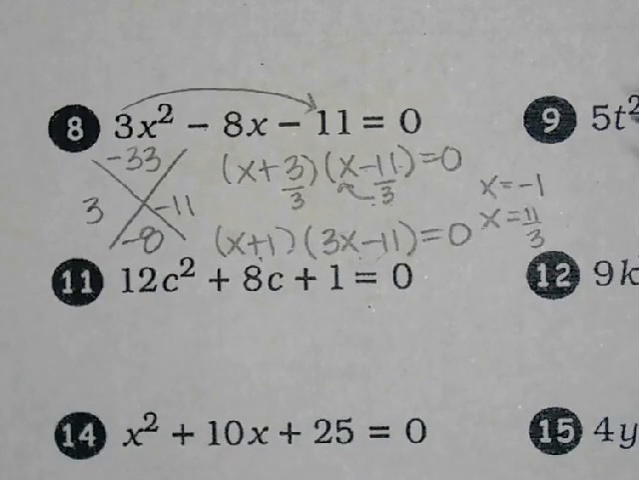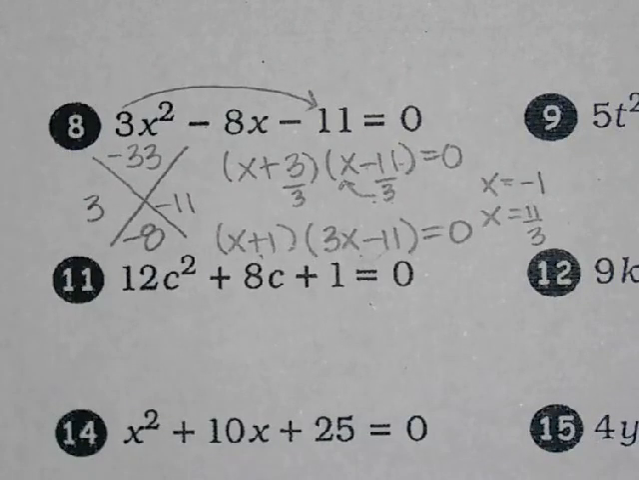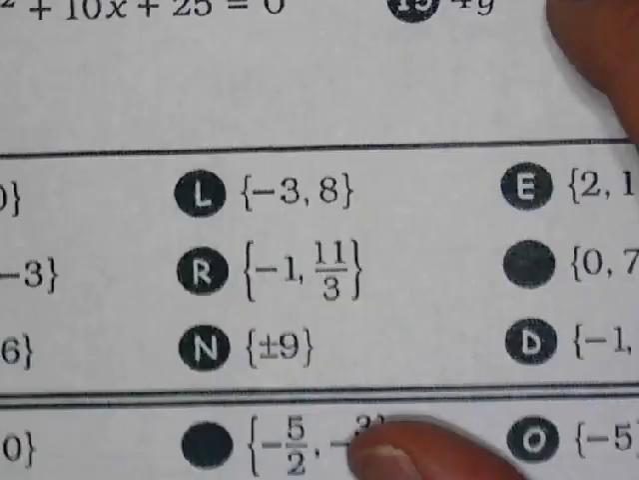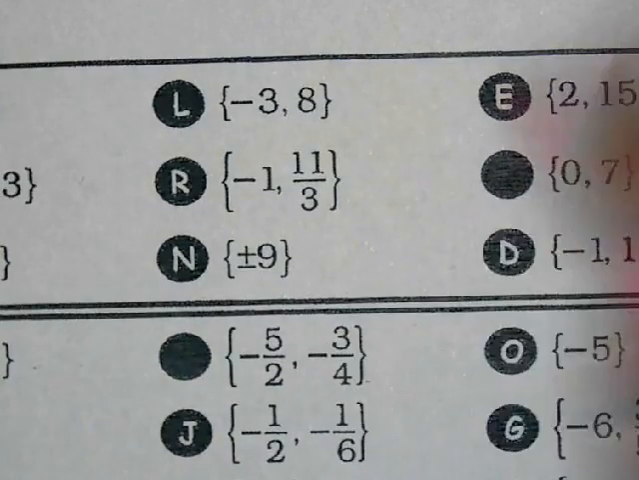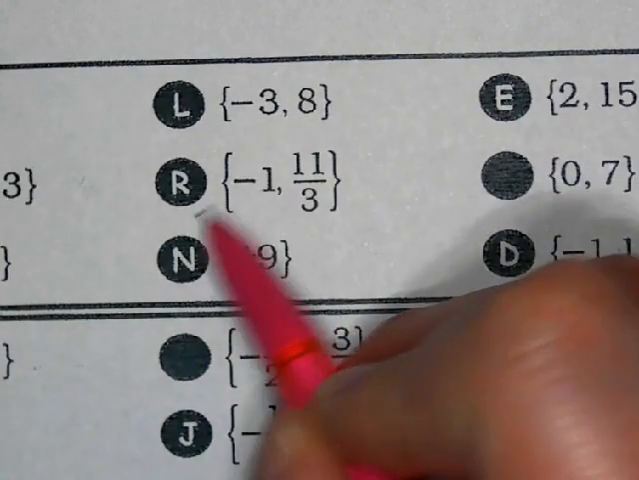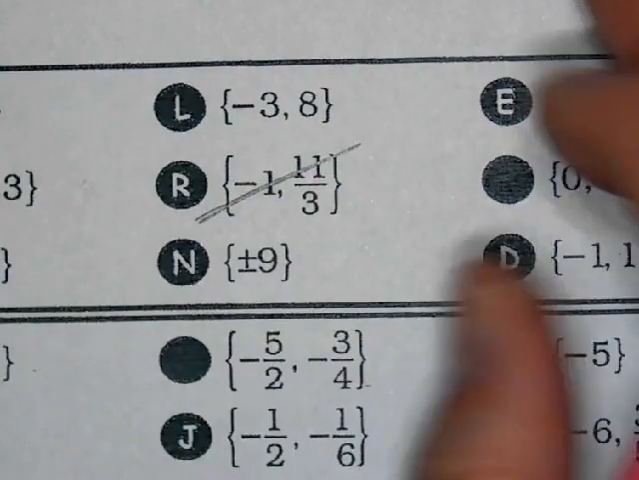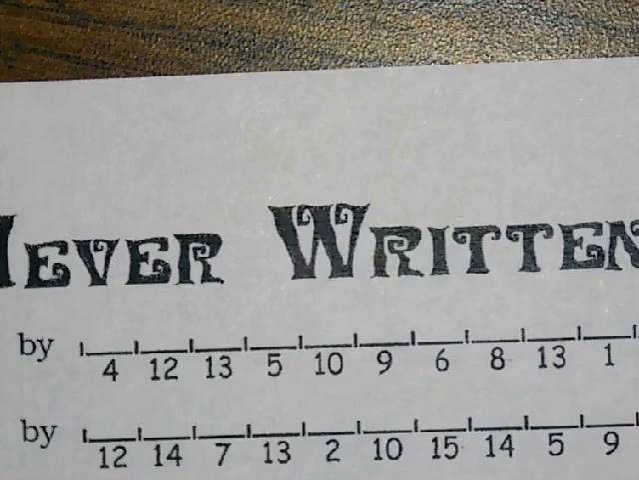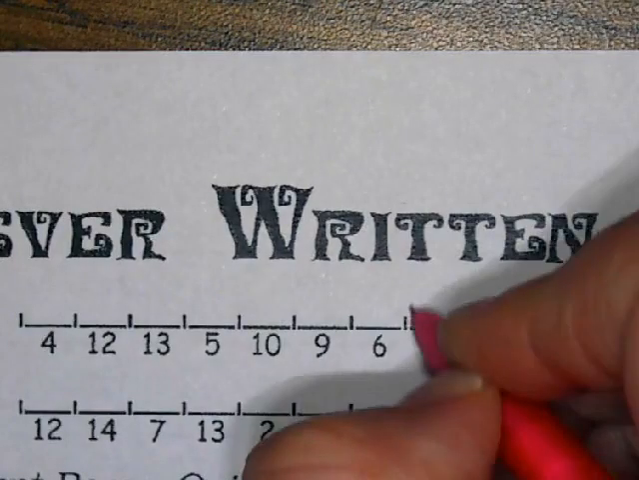Okay, so number 8 goes with what letter? Number 8 goes with the letter R. So if you look underneath, number 8 goes with letter R. Okay. So, number 8 goes with letter R.